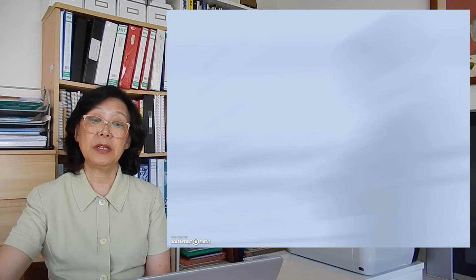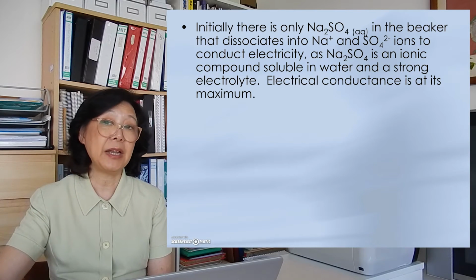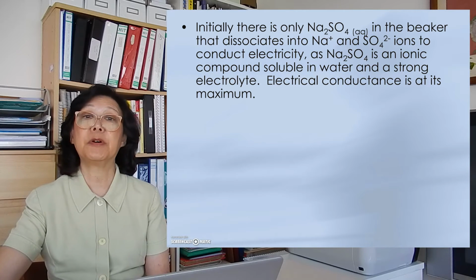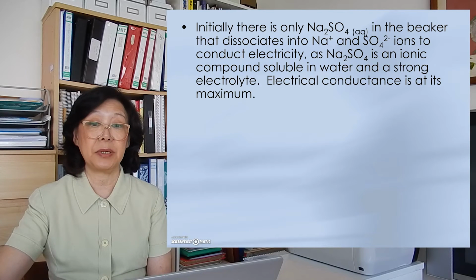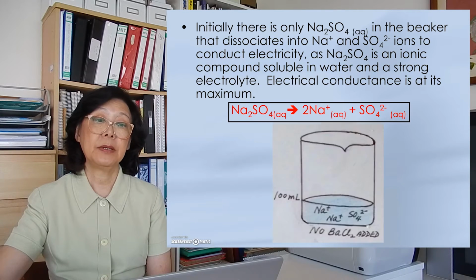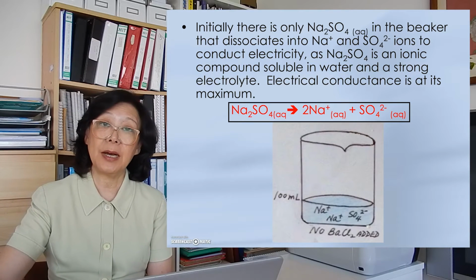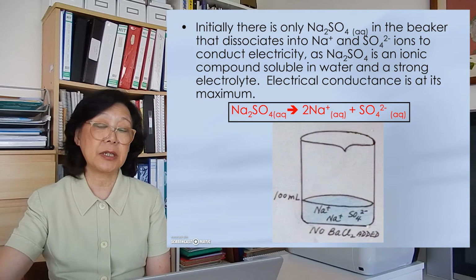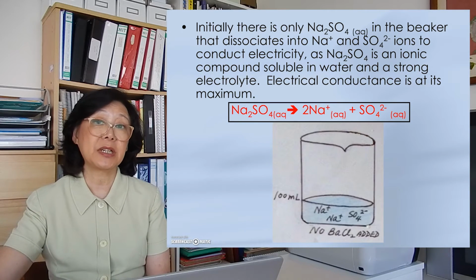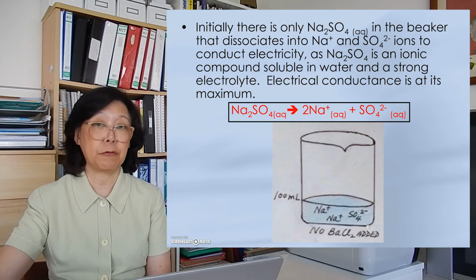Now, initially, in the beaker, you have nothing but the sodium sulfate solution that ionizes completely, so I have a lot of movable ions floating around, and therefore the electrical conductivity is at the maximum. Now, as I gradually add this barium chloride to the sodium sulfate solution, the barium ions will collide with the sulfate ions to form the precipitate barium sulfate. And the solid does not conduct electricity. So now I'm reducing the concentration of ions in the solution, and therefore the electrical conductivity decreases.